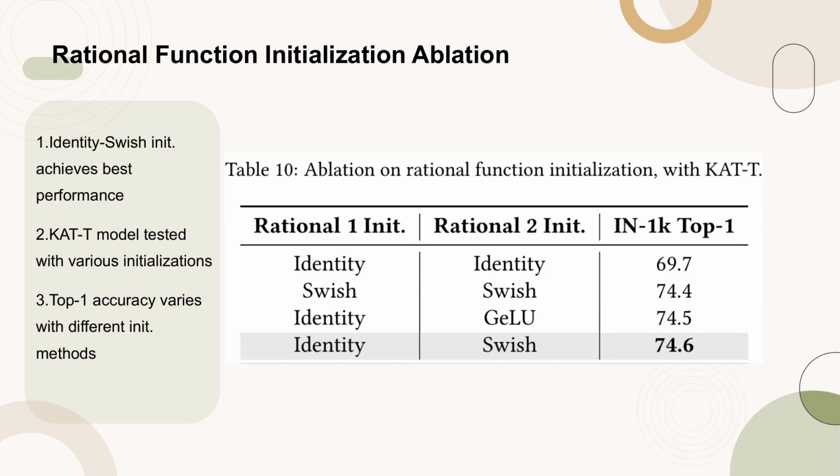Table 10 presents the results of an ablation study on the initialization of rational functions within the KAT model. The study evaluates different initialization strategies, with the identity swish initialization demonstrating superior performance, achieving the highest top-1 accuracy on the IN1K dataset. This initialization method has been adopted as the default setting for the KAT model. The table clearly shows the impact of different initialization techniques on the model's performance, highlighting the importance of rational function initialization in achieving optimal results.